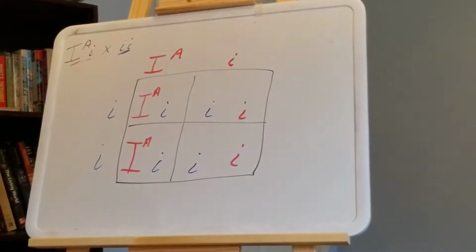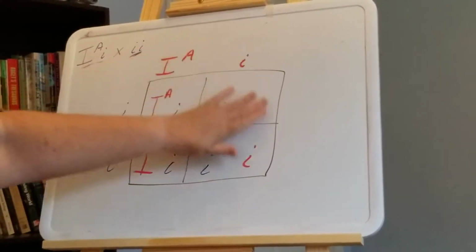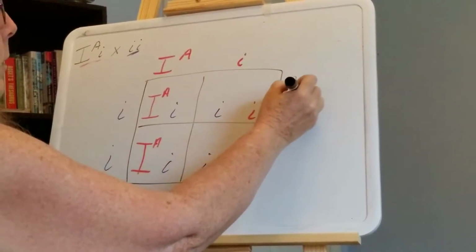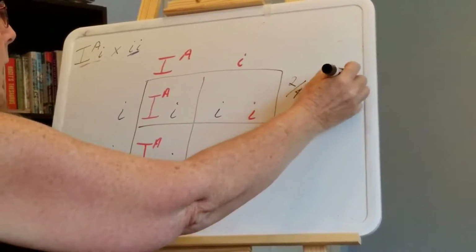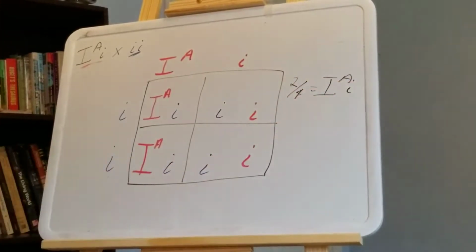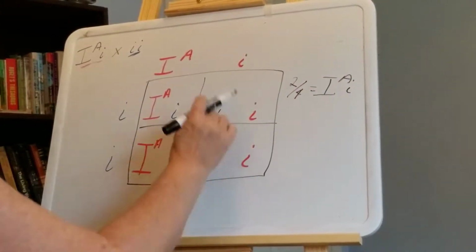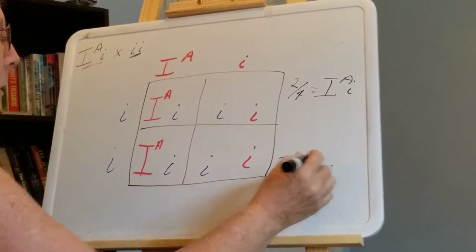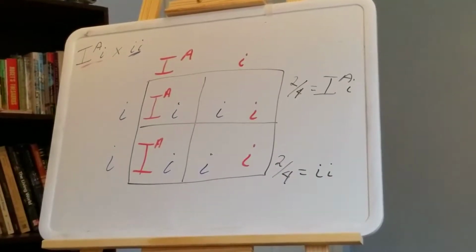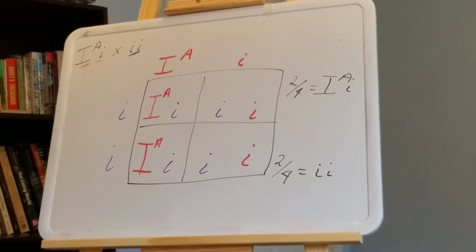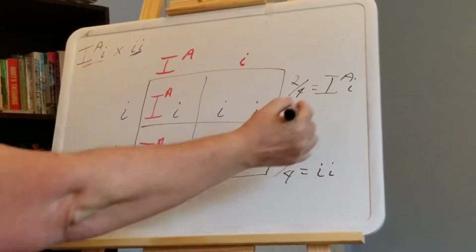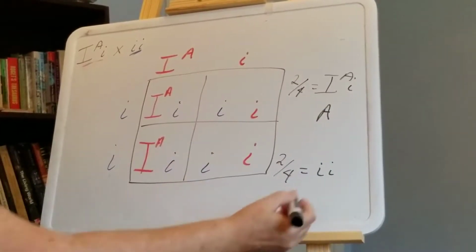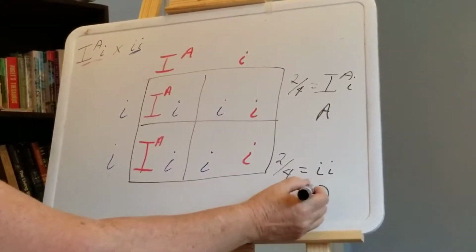Now, for the genotypes, once again, you've got 4 squares here. 2 of them, so 2 out of 4, are a big IA, little i. That is their genotype. And then 2 out of 4 are little i, little i. Genotype is the letters. What is the phenotype? That would be the blood type that they are. So if they're a big IA, little i, they are type A blood. If they are little i, little i, they are type O blood.